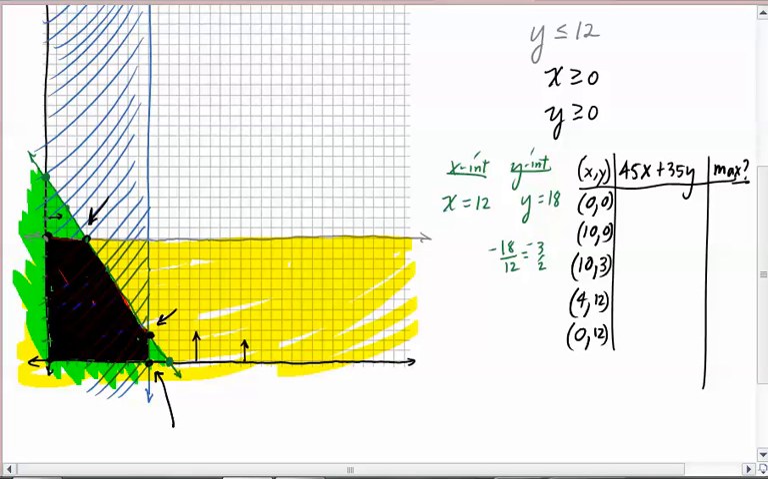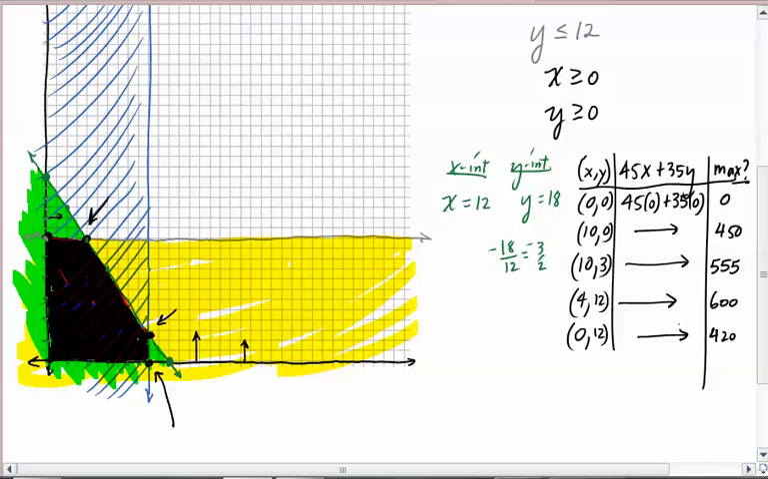Let's take a look. If I dump these in the calculator, I'm trying to save a little bit of time for us here. I'm going to put 45, the x for x and the y for y. And of course, the 0, 0 is going to be nothing. So let me fill in a few numbers here. For the 10, 3, I've got $555. The 10, 0 is $450. The 4, 12 is $600. And then the 0, 12 is $420.